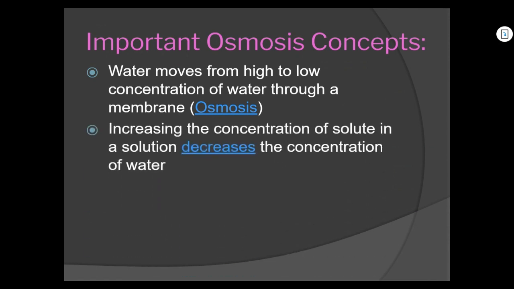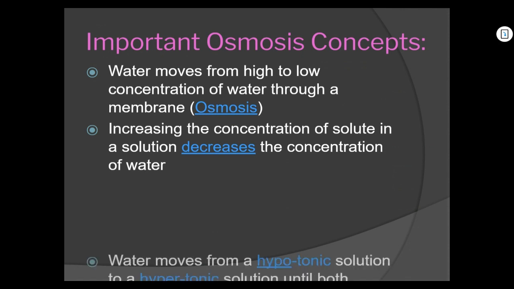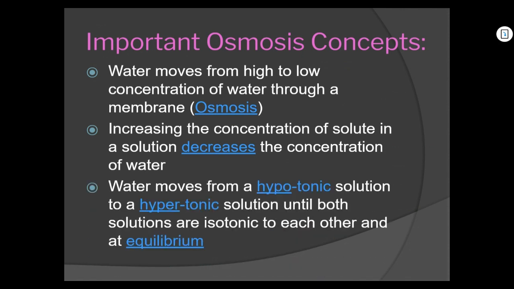Increasing the concentration of the solute in a solution decreases the concentration of water, right? So if you have 0% solute, you have 100% water. But if you have like 70% solute, you only have 30% water. And so water moves from a hypotonic solution to a hypertonic solution until both solutions are isotonic to each other and at equilibrium. So that's what it wants to get to, right? It wants to be able to have the same amount of water inside the cell as outside of the cell, right? And wants to reach this equilibrium right here.